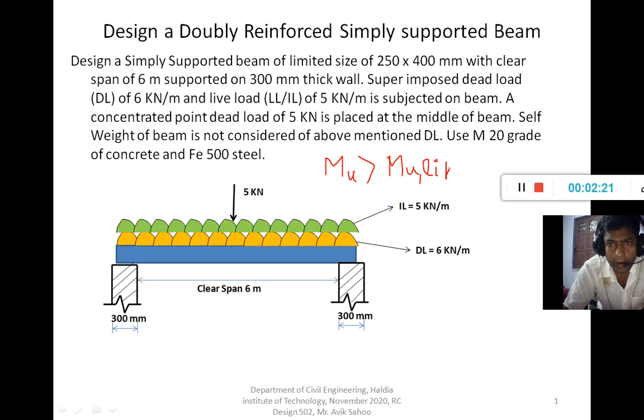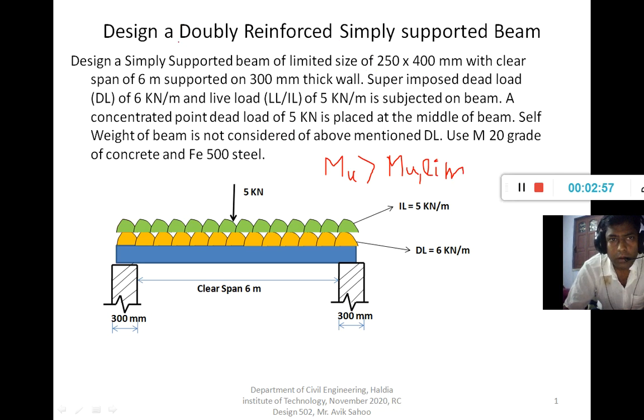So in that case they should go for a doubly reinforced section, and obviously the depth is restricted. These restrictions are imposed, so designers cannot increase the depth. So in that situation they should design the beam as a doubly reinforced section.